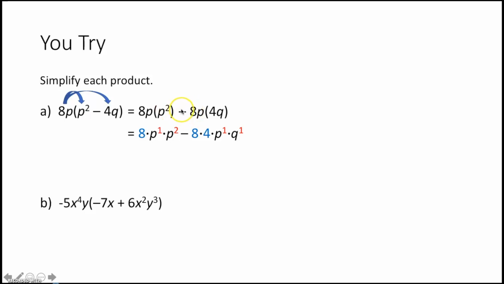Over here, we take the minus and then multiply the 8 and the 4 together. Then we multiply the p to the first and the q to the first. So 8 is the only constant here, so it's just going to be 8, and then p to the first times p to the second. When you multiply like bases, you add the exponents, so that becomes p to the third.